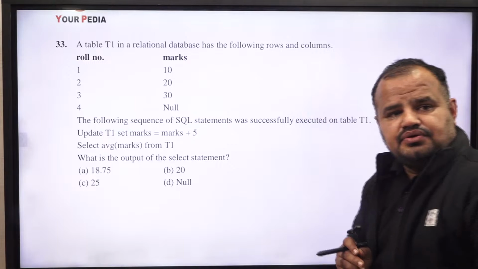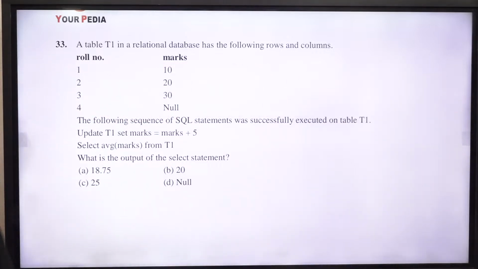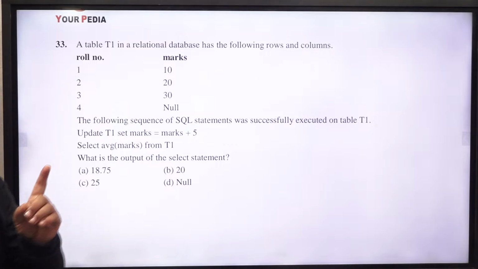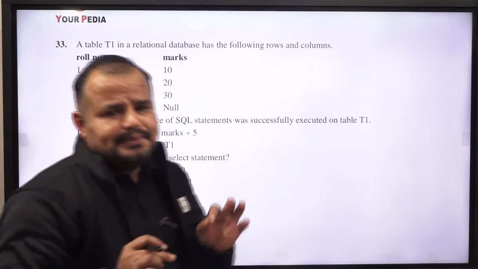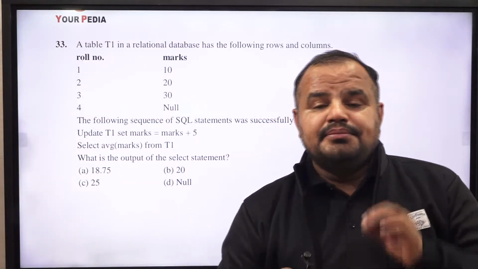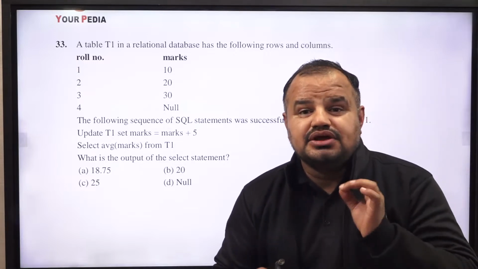25. Very good, Siddhant. 25 is the right answer. Why 25? Can anybody tell me why 25 is the right answer? See, my dear students, if you perform any arithmetic operations with null, it is undefined, null. Why? The meaning of null is unknown or nonexistent. You don't know what the meaning of null is.